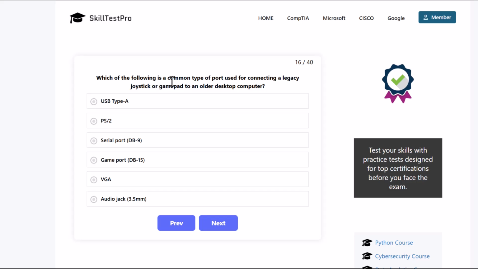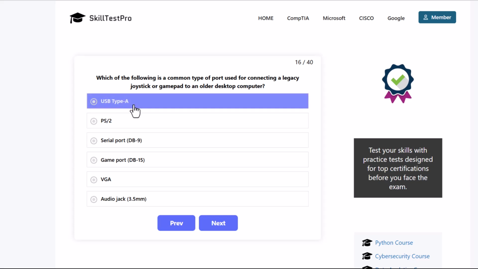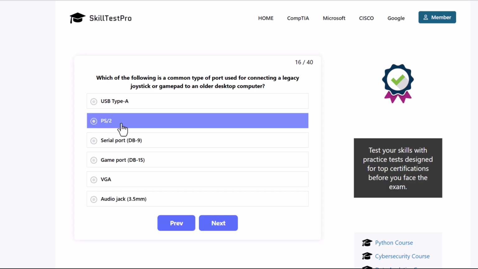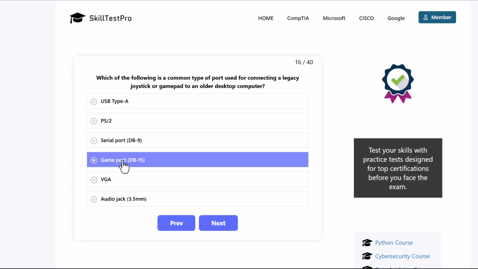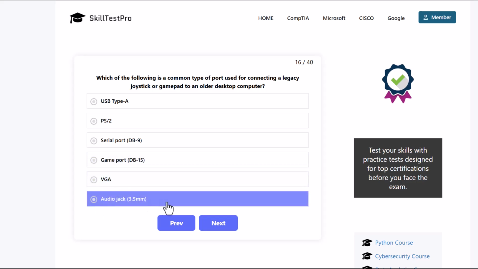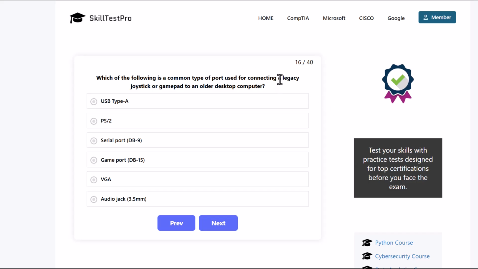Which of the following is a common type of port used for connecting a legacy joystick or gamepad to an older desktop computer? USB Type A, PS/2, serial port or DB9, game port or DB15, VGA, or audio jack. And here we are talking about some legacy joystick or gamepad, as you can see here, guys.